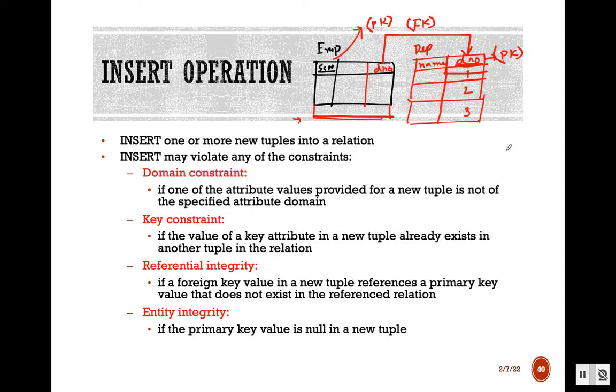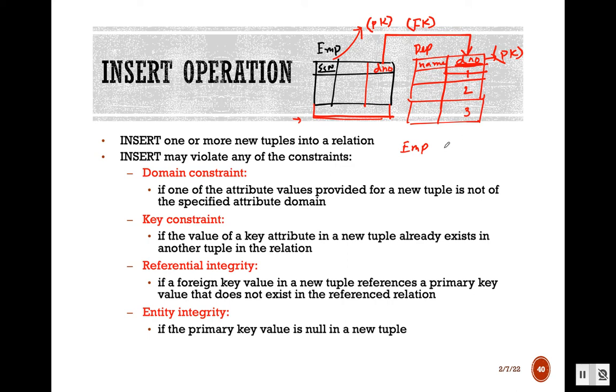So when we insert a new tuple in a relation, what type of violation may it cause in the database state? First of all, it may cause a domain constraint violation. If one of the attribute values provided for the new tuple is not of the specified attribute domain, it can cause the domain constraint violation. For example, I am trying to insert into employee an SSN, but the SSN value should be 9 digits. There should be a 9-digit value.